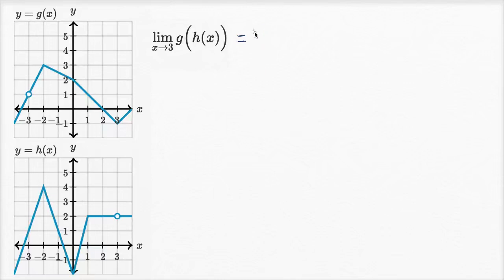This is going to be the same thing as g of the limit as x approaches 3 of h of x. Or I could say the limit of h of x as x approaches 3. And so we just need to figure out what the limit of h of x is as x approaches 3. So let's look at h of x right over here. And as x approaches 3, we see that h of 3 is undefined, but we can think about what the limit of h of x is as x approaches 3.